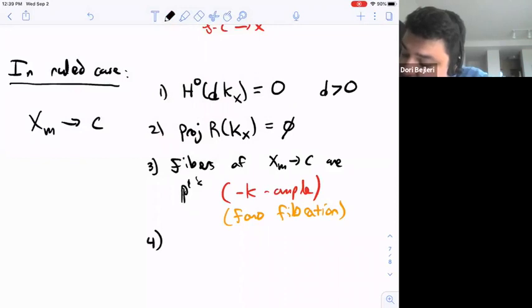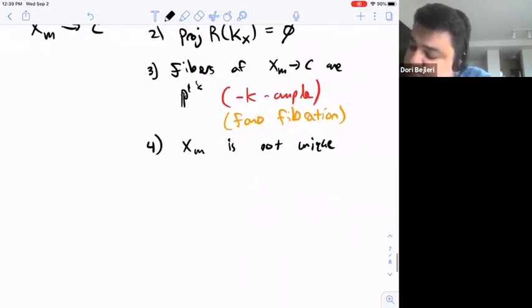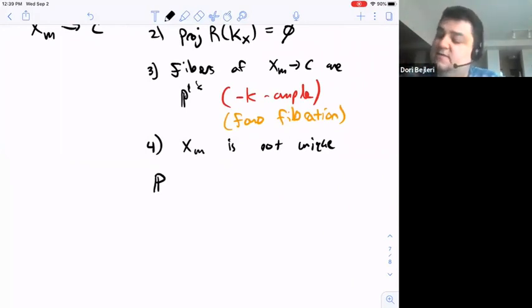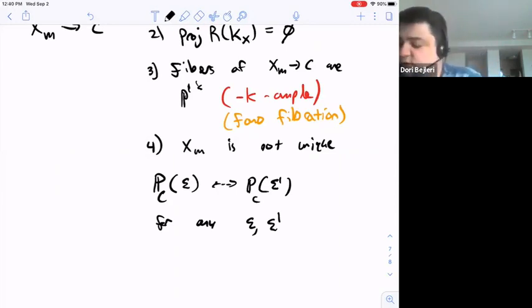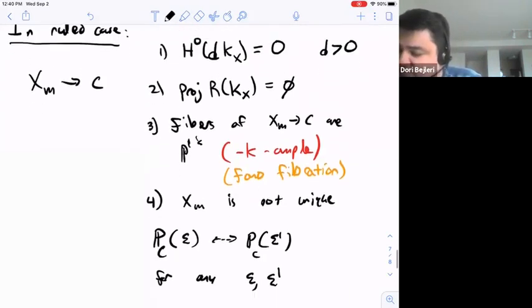And then 4, XM is not unique. It's very not unique. Basically, we said that XM is the projectivization of some vector bundle, but any two vector bundles are locally trivial, so any two projectivizations are actually birational. But different vector bundles can give you different ruled surfaces up to isomorphism. So XM is very not unique. Okay, so that's the ruled case.